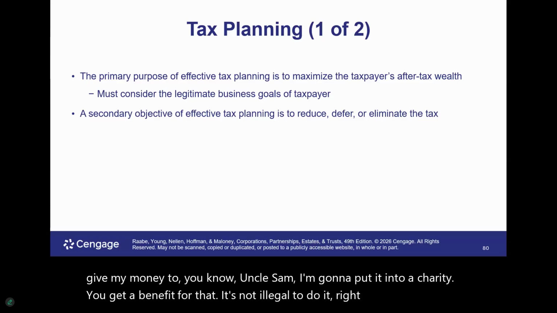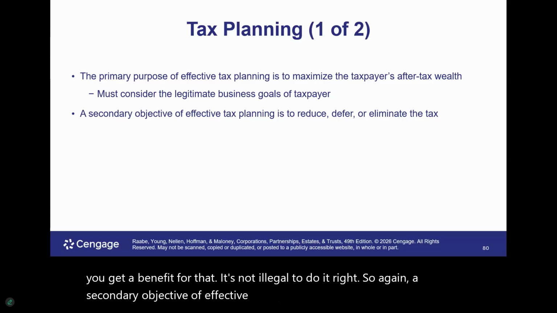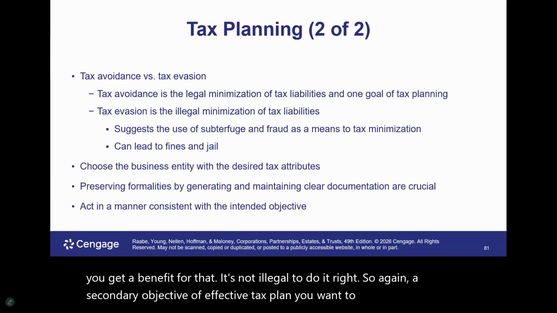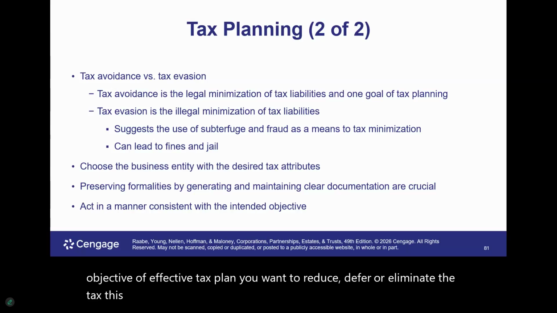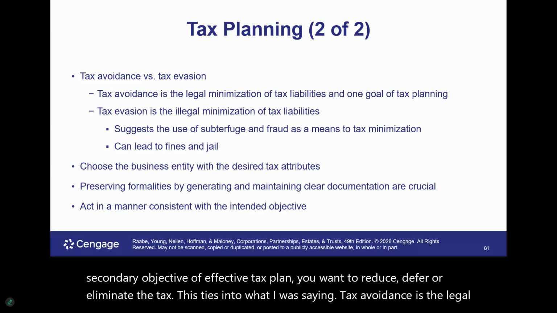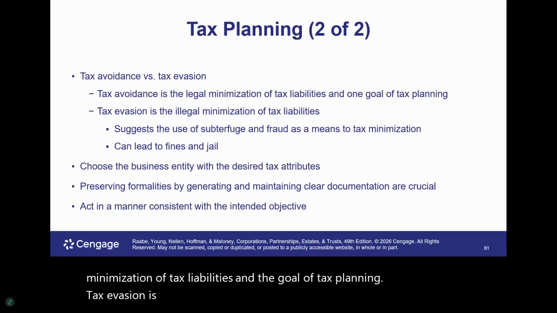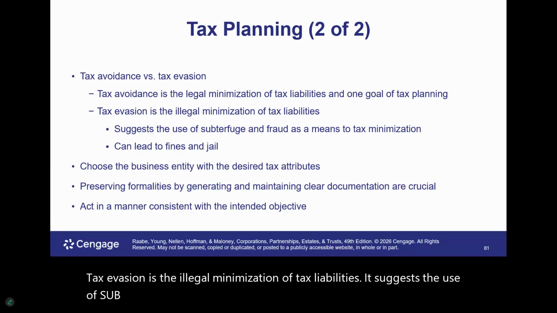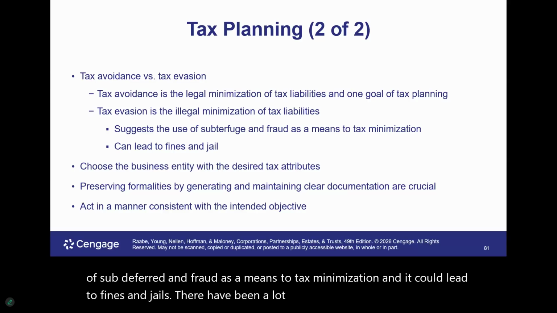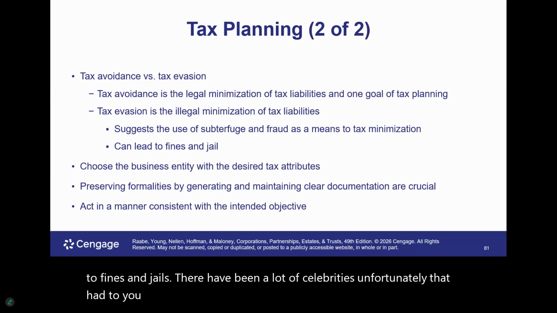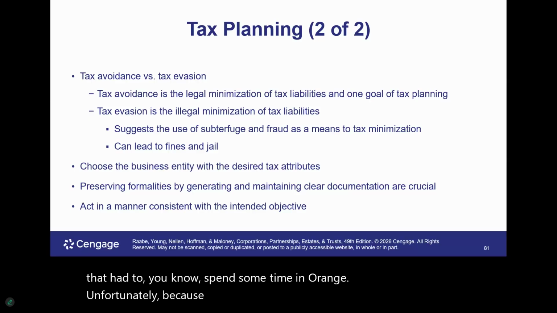So again, a secondary objective of effective tax planning, you want to reduce, defer, or eliminate the tax. This ties into what I was saying. Tax avoidance is the legal minimization of tax liabilities, and the goal of tax planning. Tax evasion is the illegal minimization of tax liabilities. It suggests the use of subterfuge and fraud as a means to tax minimization, and it could lead to fines and jail. There have been a lot of celebrities, unfortunately, that had to spend some time in orange because they evaded tax, they didn't avoid tax.